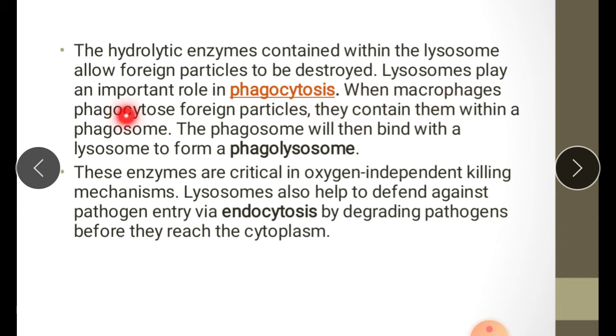When macrophages phagocytose foreign particles, they contain them within a phagosome. The phagosome will then bind with the lysosome to form a phagolysosome. A phagosome is a membrane-bound body within which the foreign body is present. This phagosome is mixed with the lysosome, forming a phagolysosome. Within the phagolysosome, the foreign body is digested. These enzymes are critical in oxygen-independent killing mechanisms. Lysosomes also help to defend against pathogen entry via endocytosis by degrading pathogens before they reach the cytoplasm. So any foreign body which enters the cell is killed with the help of lysosomes before it causes any damage to the cell.